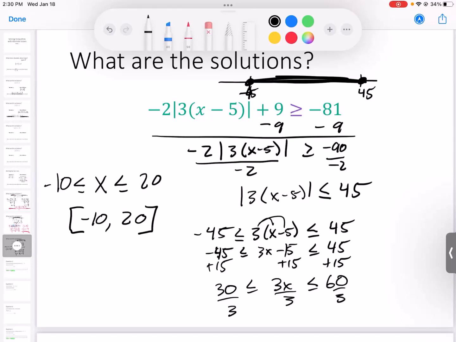Technically, on this one, I usually like to get rid of parentheses, but you could have also divided everything by 3, which would have given you negative 15, x minus 5, and positive 15. Then you could have added 5, and that would give you negative 10 and 20. But usually I find it more helpful to get rid of the parentheses before I solve.